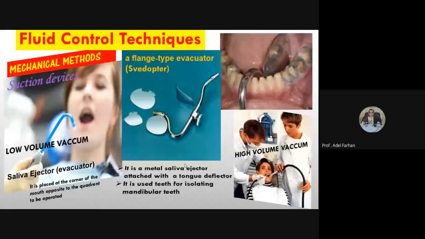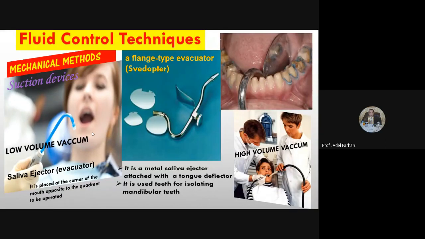Now, how do we control the fluid inside the oral cavity during our work? We have different techniques. One of these is the mechanical technique by using a suction device, either low volume vacuum or high volume vacuum. Low volume vacuum الآن نستعمله بالعيادة اللي هو من خلال use of saliva ejector, and most of the time we have a plastic or metal saliva ejector. Most of the time we place it at the corner of the mouth, opposite to the quadrant that you operate.